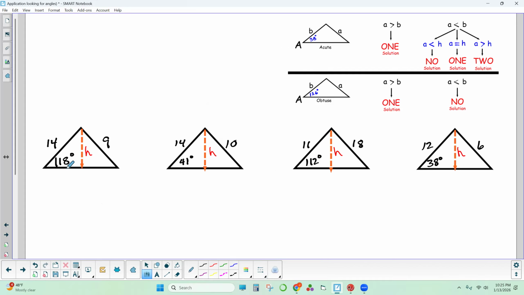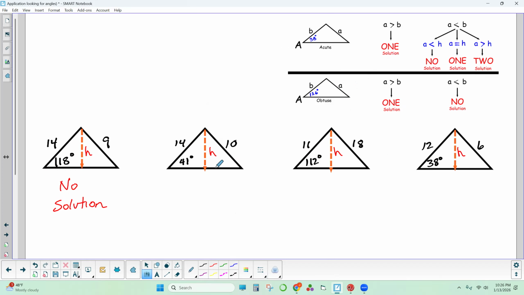We have an obtuse triangle here, 118 degrees, so I'm going to look at the bottom of the chart, at our obtuse triangle. If we look at the relationship of A and B, you can see that B is bigger. If B is greater than A, we have no solution. So that is no solution.